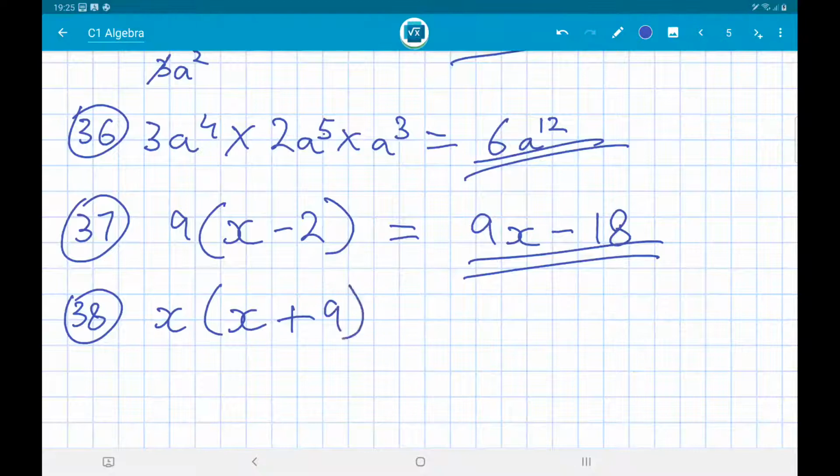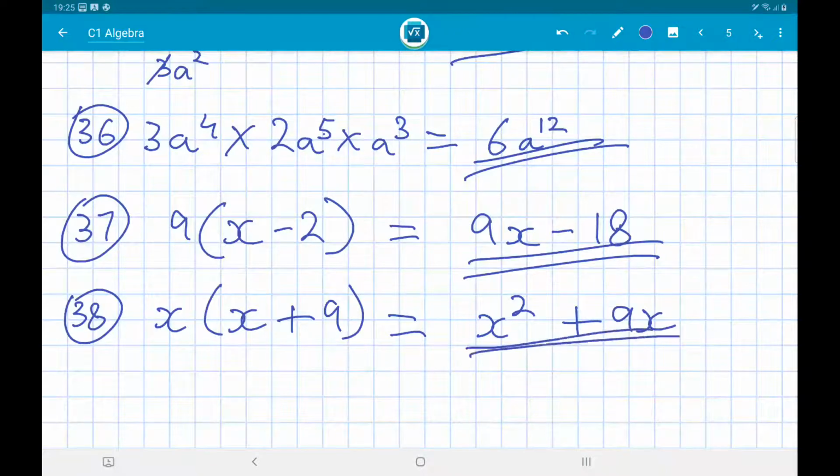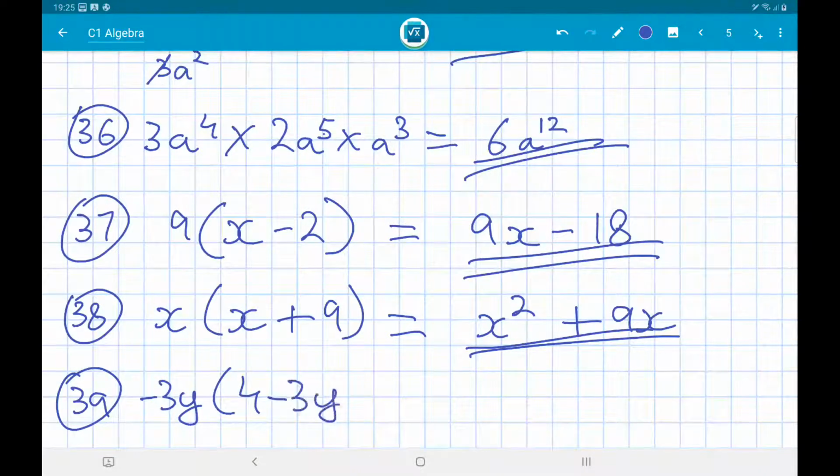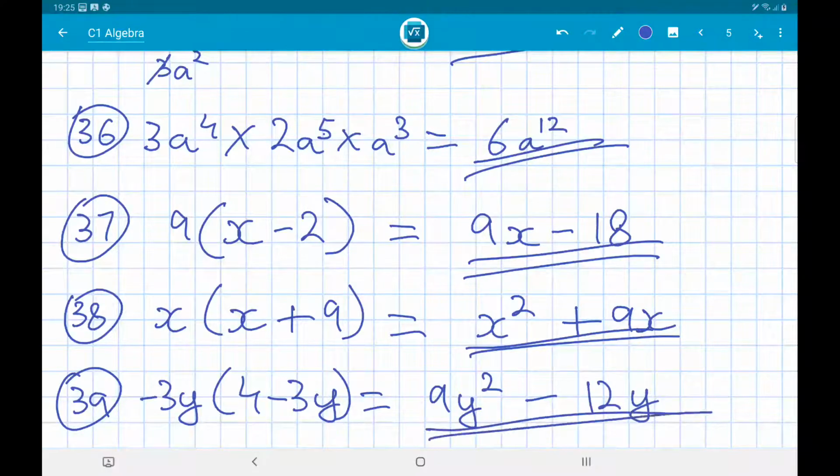38: x times x plus 9 equals x squared plus 9x. Confident that's right. I think we can squeeze in another one. 39: minus 3y times 4 minus 3y. That would equal plus, why am I writing plus? It's 3 times 3 for the brackets as well. So 3 times 3 is 9, and because it's a minus, it turns into a plus. So you get 9y squared minus, because you do minus multiplied by a positive, 3 times 4 is 12, you get 12y. And that is that one.